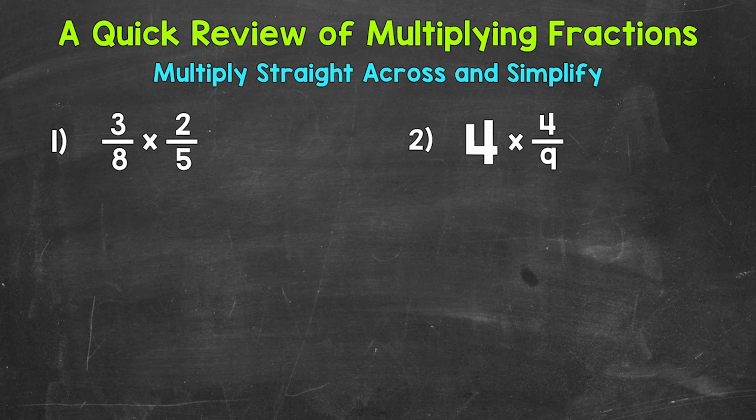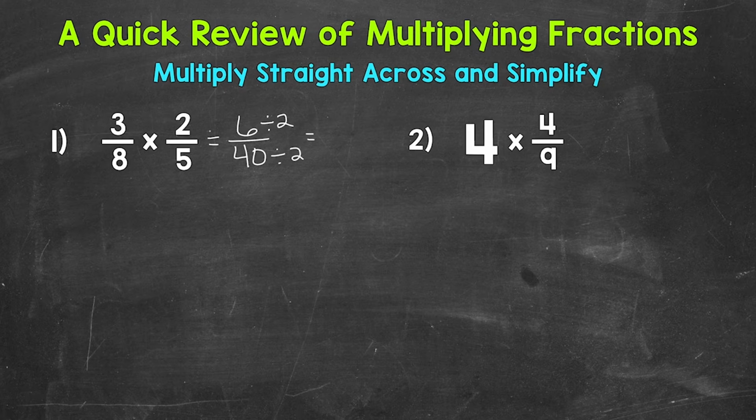So let's multiply our numerators first. So 3 times 2, that gives us 6. And then 8 times 5, that gives us 40. So we get 6/40. Now 6/40 is our answer, but we can simplify here. 6 and 40 have a common factor other than 1 that we can divide both our numerator and denominator by. We can divide both of these by 2. 2 is our greatest common factor. So let's divide both of these by 2.